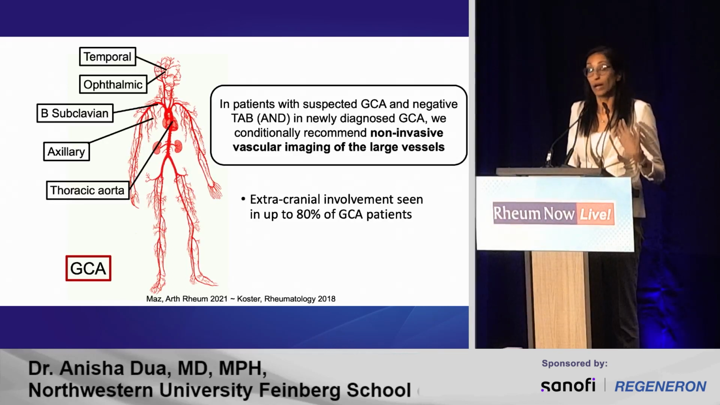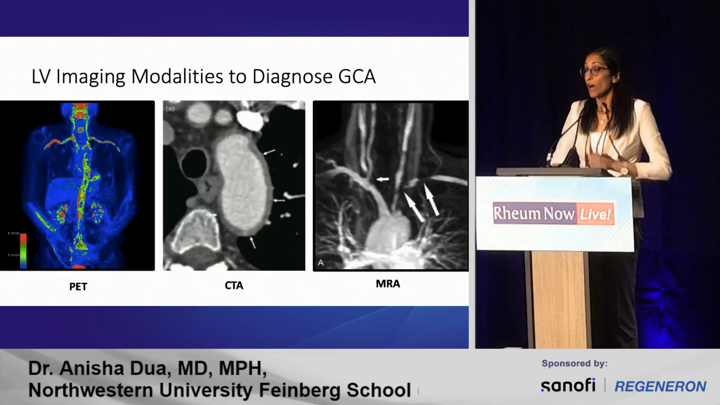We know that there can be involvement of the bilateral subclavians, the axillaries, and Dr. Spear also mentioned that people can get aneurysms and dissection of the thoracic and abdominal aorta even 5 or 10 years out after their diagnosis. Extracranial involvement is seen in up to 80% of GCA patients, and so we really need to be looking for this because by the time you're hearing some of the bruits, some of the damage has already been done. How do we diagnose it?